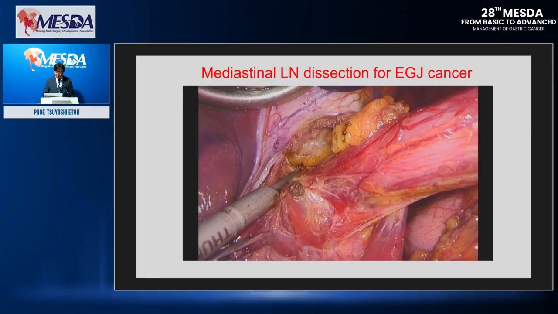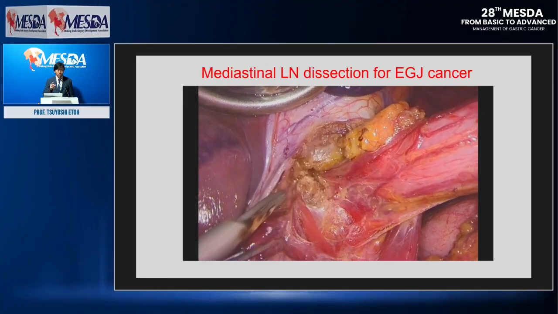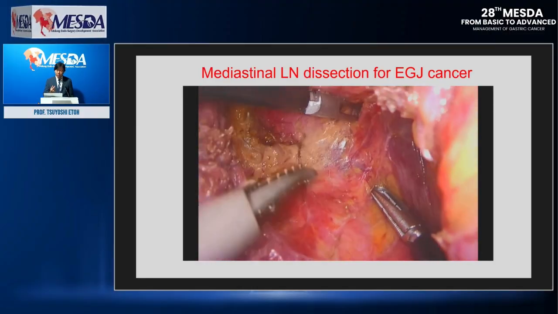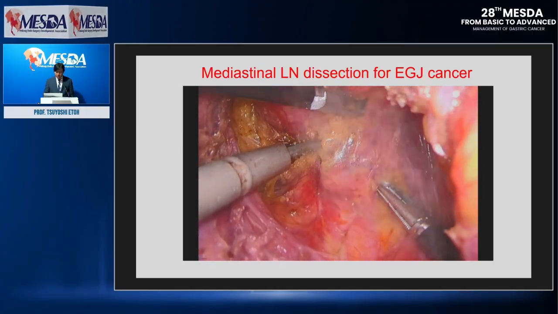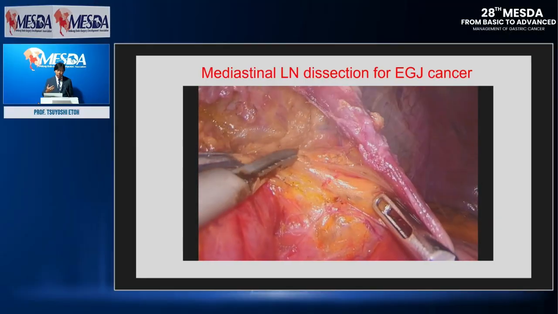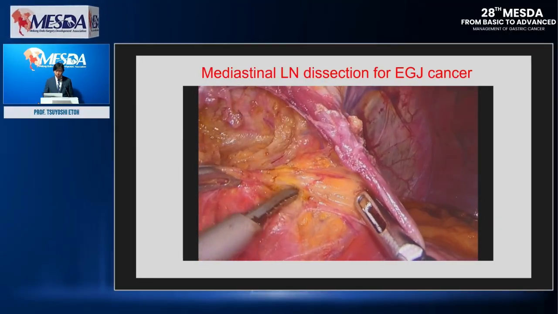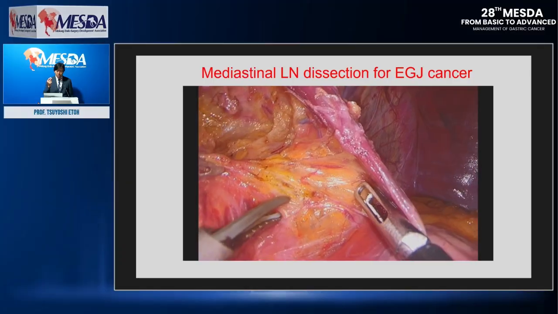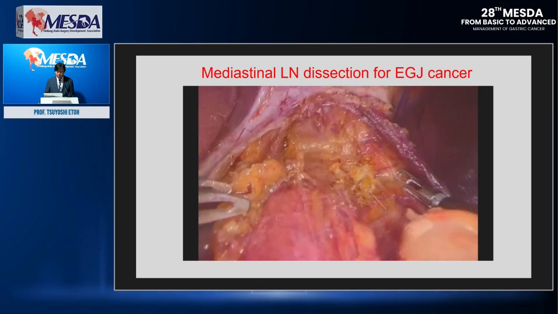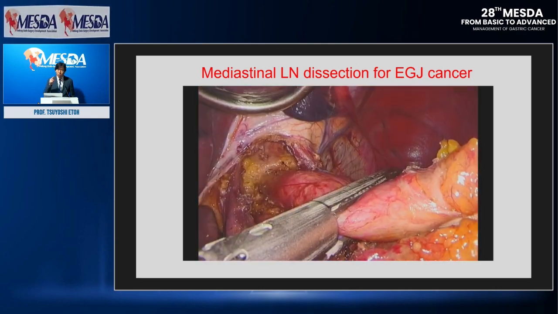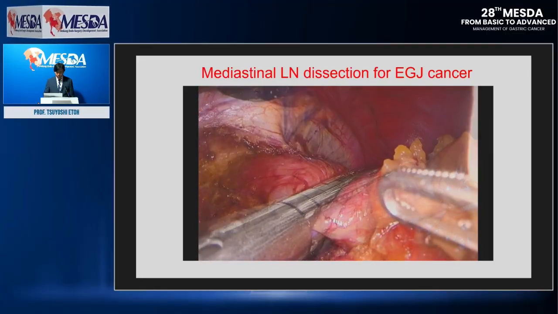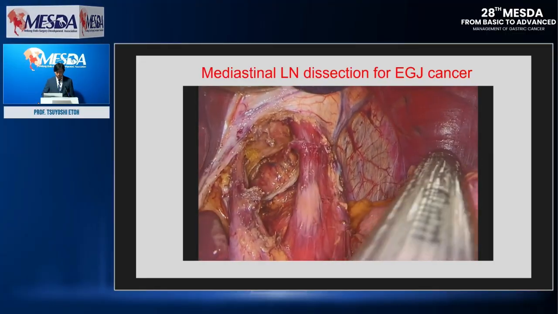In this case, the tumor is located just on the EGJ, and the tumor invasion is maybe 2 centimeters in diameter. So we have to cut 4 centimeters from the EGJ to keep 2 centimeters as a safety margin. Around here, we name the lymph node 110.